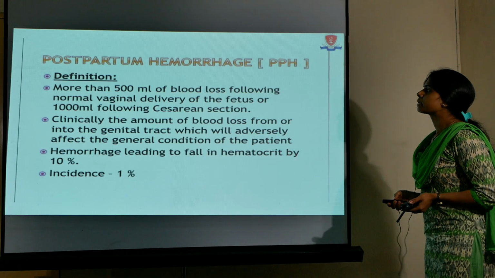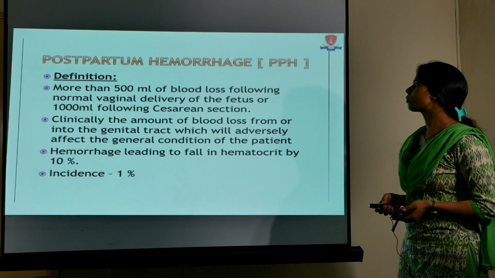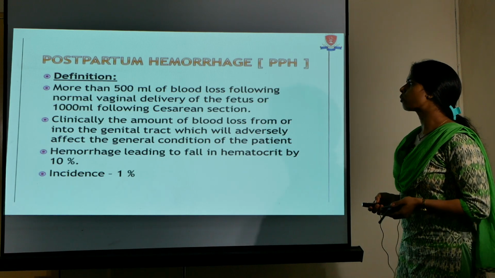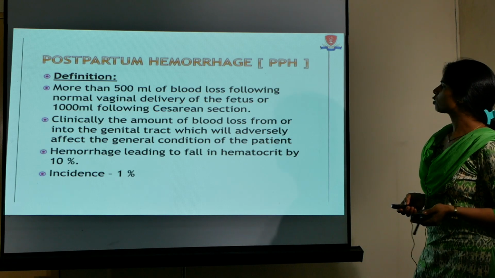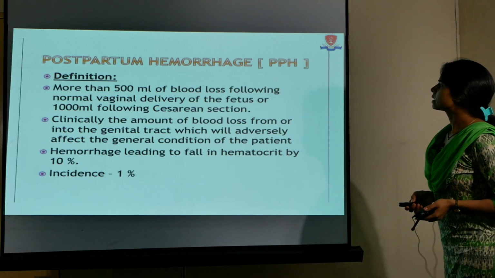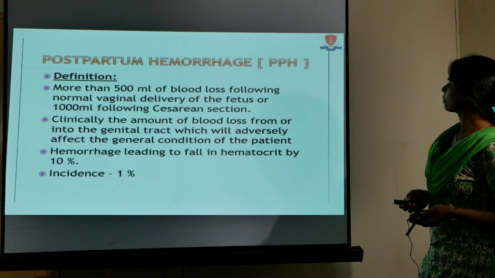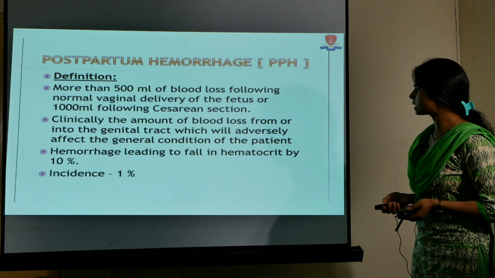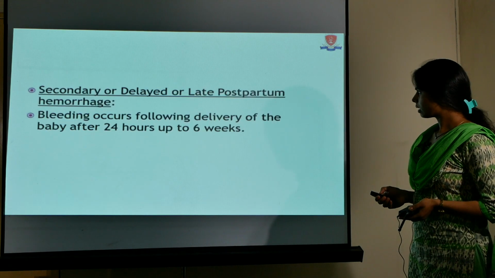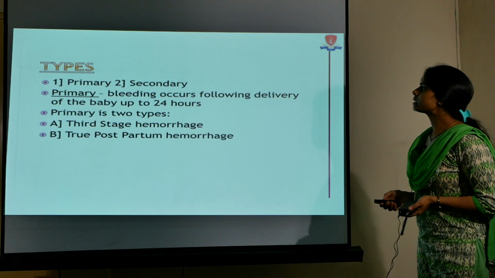Postpartum hemorrhage is defined as more than 500 ml of blood loss from a normal vaginal delivery, or more than 1000 ml of blood loss following cesarean section. It may be diagnosed by deterioration of the patient's general condition and a decrease in the hematocrit value of more than 10%. The chance of PPH is 1%. Its types are primary or secondary.